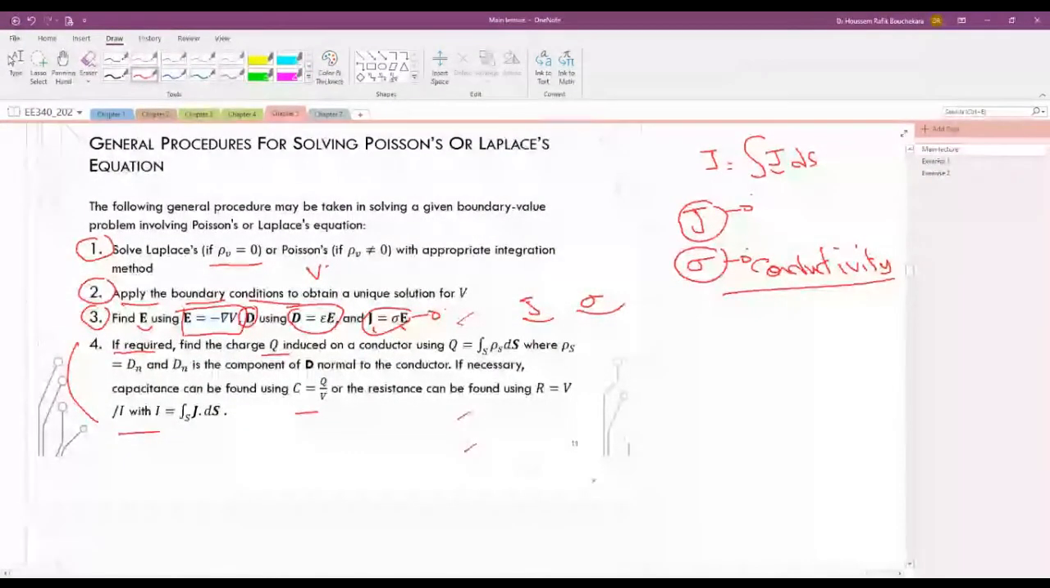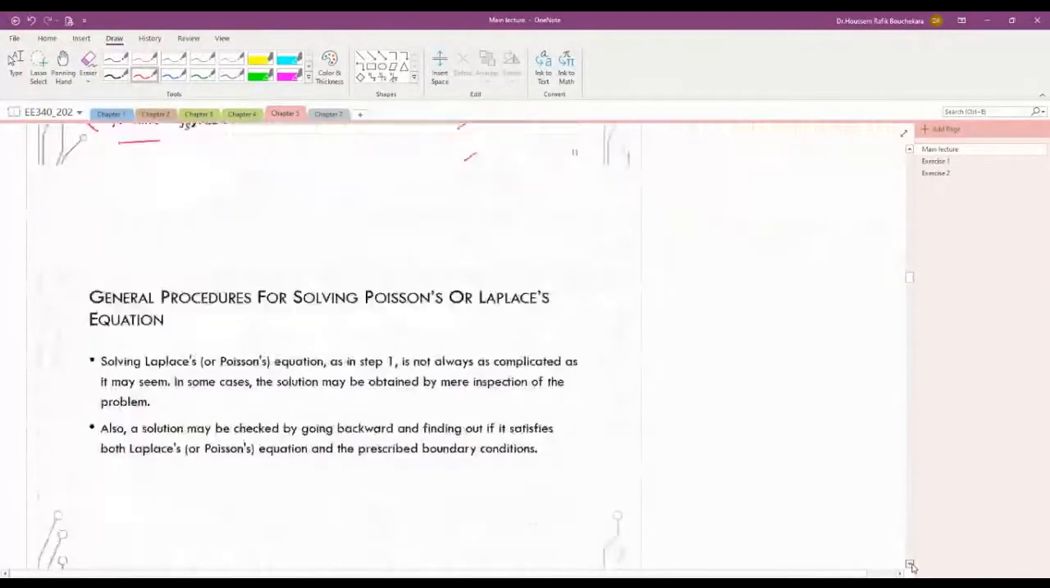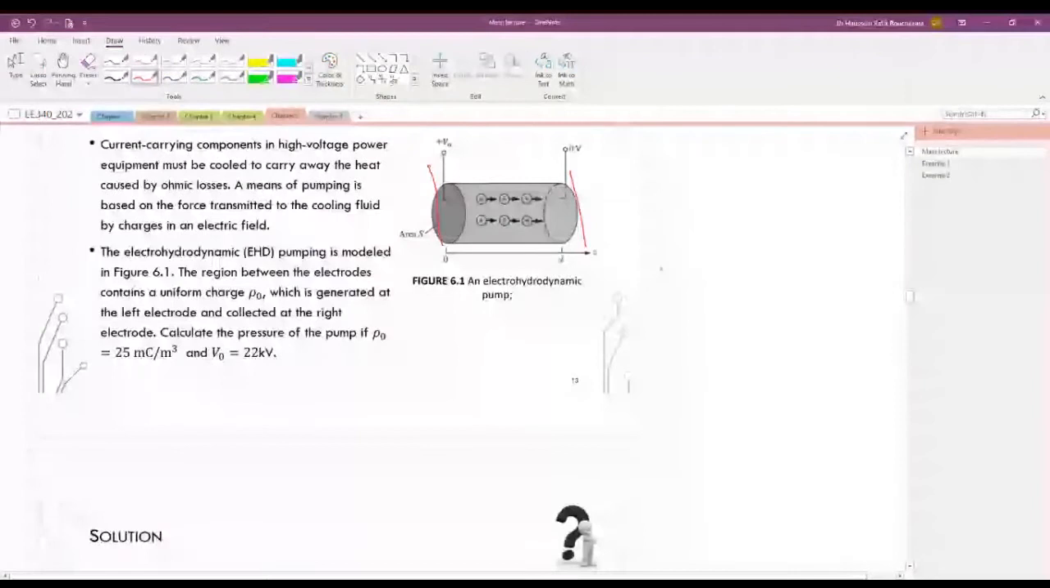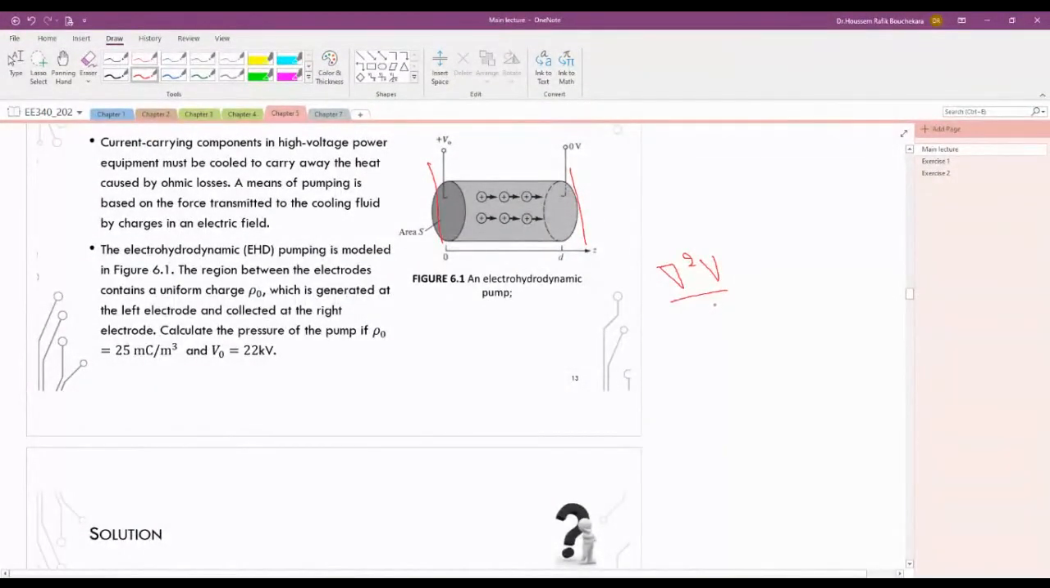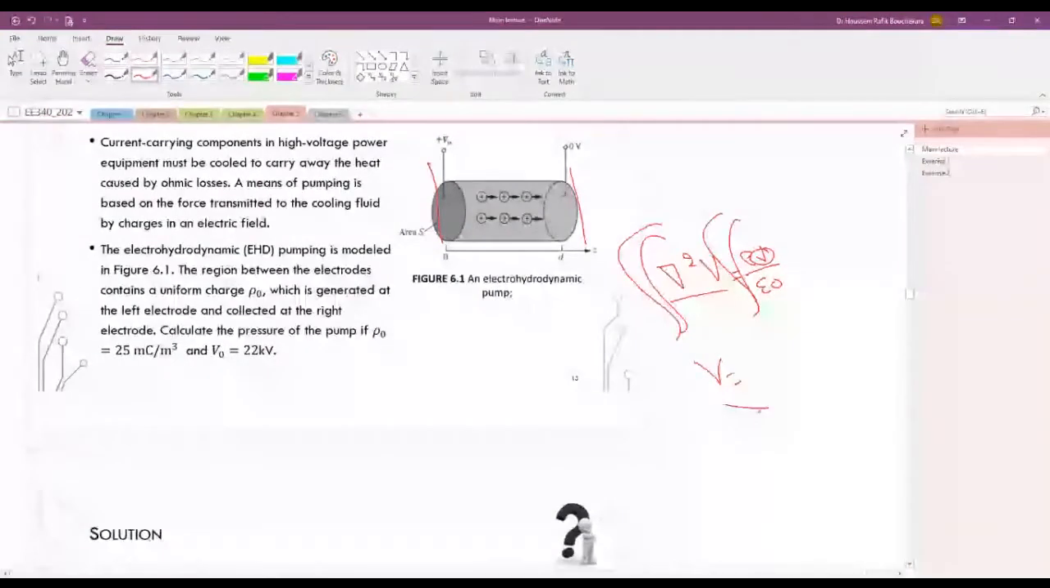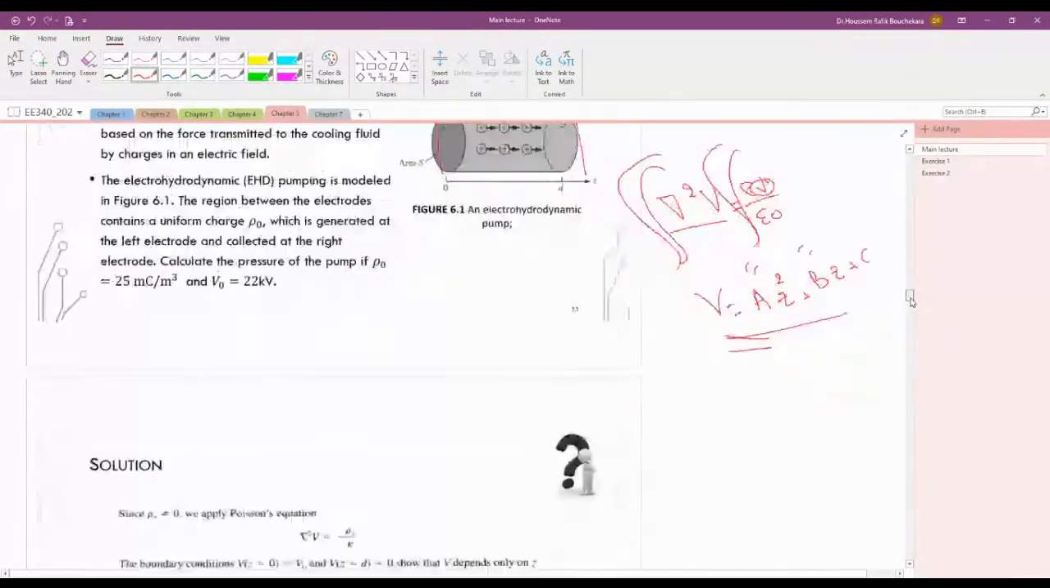We gave the steps for how to solve the Poisson or Laplace equation and solved an example. We started from the equation Laplacian of V is equal to rho V over epsilon 0, where rho V is rho 0 in this case. We integrated twice to find V, and using the boundary value problem, we got V of the form A Z square plus B, or A Z plus B, or A Z square plus B Z plus C or something like that. Then we found A and B using the boundary value conditions.